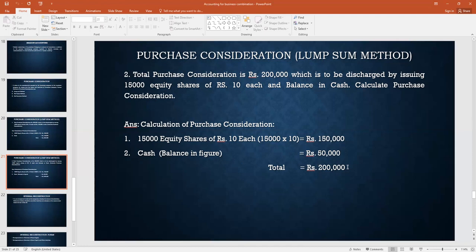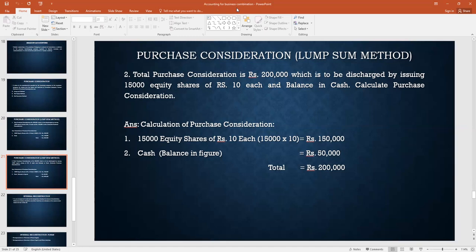Sometimes in the question itself they will give you the steps of paying the amount in equity shares, debentures or in cash. But in some cases we need to find out the cash or other amount as a balancing figure. Like in this question, 1,50,000 we have paid in equity share capital out of 2 lakh, and then the balance 50,000 we have to find out, that we have paid in cash. So this is about the small question on purchase consideration.